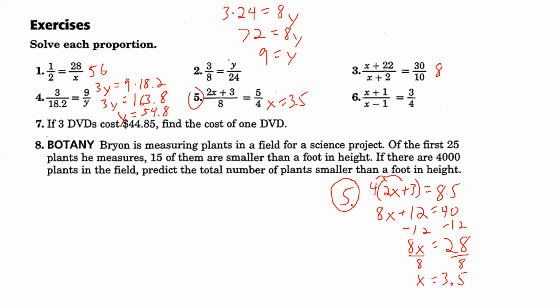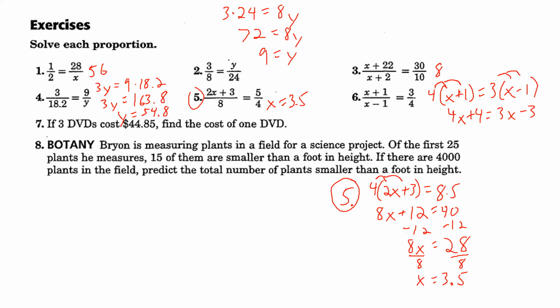For number 6, again, we have to cross multiply, and again, we are going to have to distribute. So 4 times x plus 1 and 3 times x minus 1. Again, distribute both those. So the 4 goes to both of those. The 3 goes to both of those. 4x plus 4, 3x minus 3.